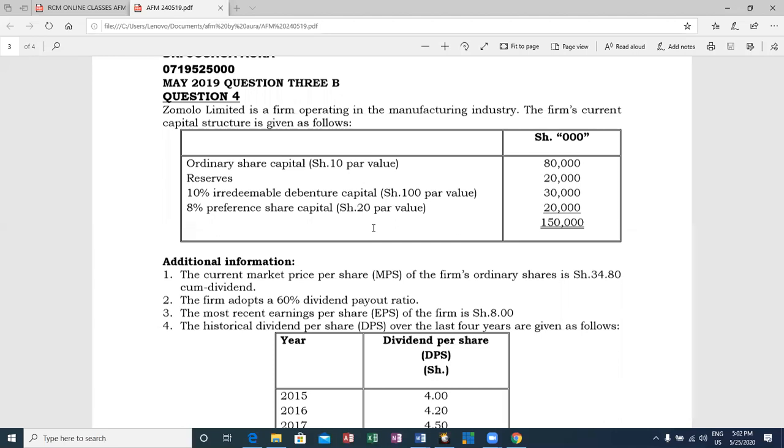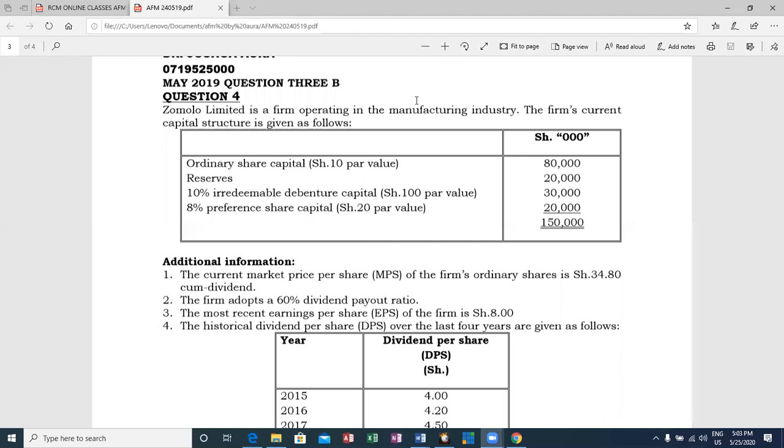We have this formula here, and then we have this other formula that we are quite used to, which says that our G equals (current dividend per share over oldest dividend per share) to the power of 1/(n minus 1), minus 1. The 1 is subtracted at the end. So n is the number of years from note number 4.